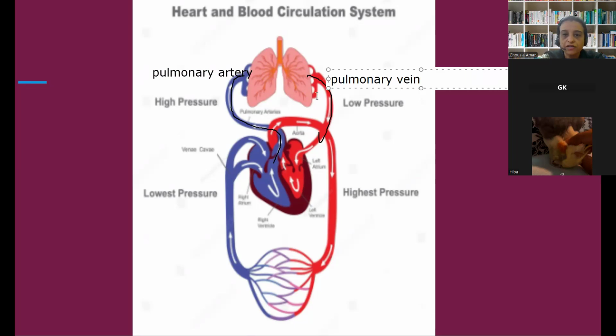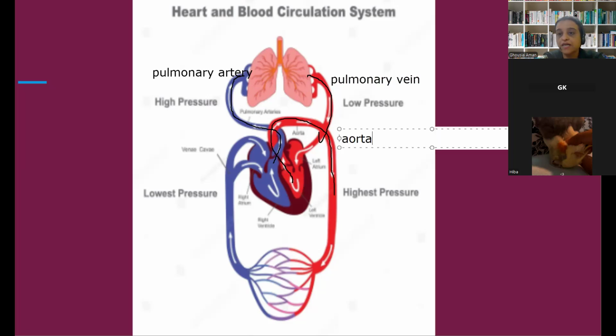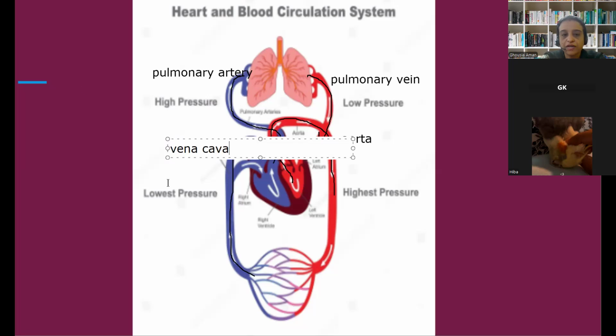Now, another artery from here, it is taking the blood away from the heart to the whole body. So this is a big artery. So instead of calling it a big artery, we are calling it aorta. So aorta is a big blood vessel which is taking the good blood, oxygenated blood to the whole body. Now, look at this blood vessel. This blood vessel is bringing the poor blood, deoxygenated blood back to the heart. So this blood vessel is a vein. Since it is a big vein, we are calling it vena cava.